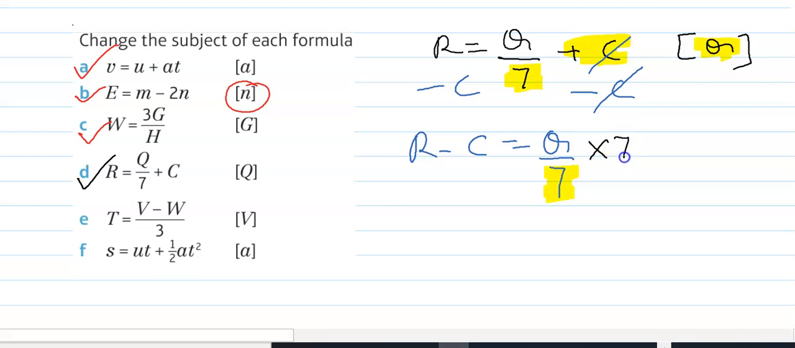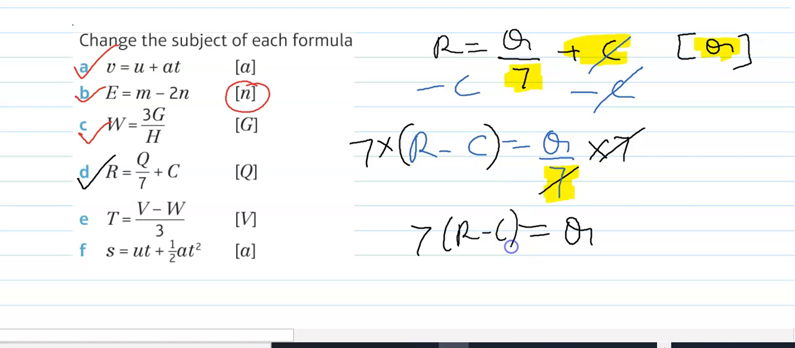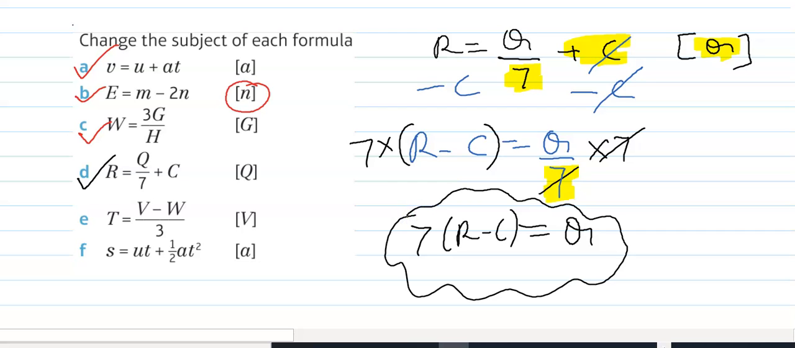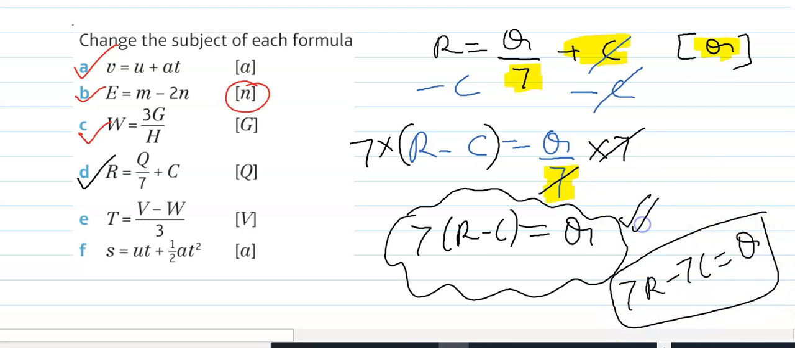Times by 7 here, and remember, put a bracket and times by 7 here. Don't just write down 7 with R. It is with both R and C. They are no more with us. So we got Q, and it is 7 bracket R minus C. So this is your answer. Okay, if you work it out, then you can say 7R minus 7C equal to Q. In both ways you can write it down. This is the more simplified way.